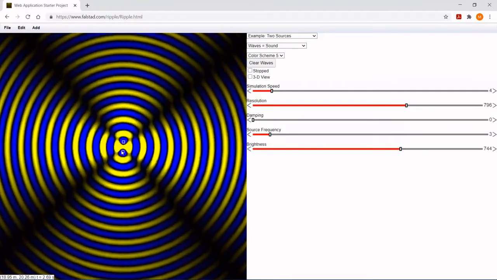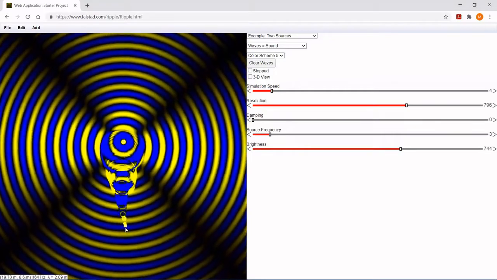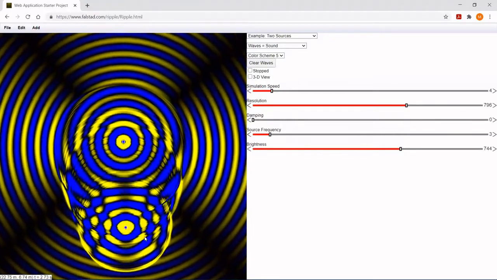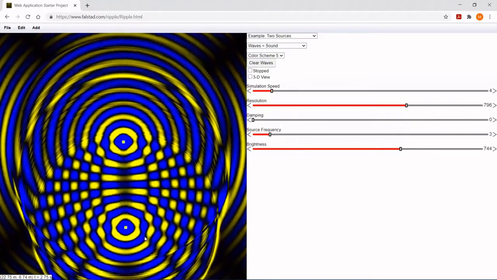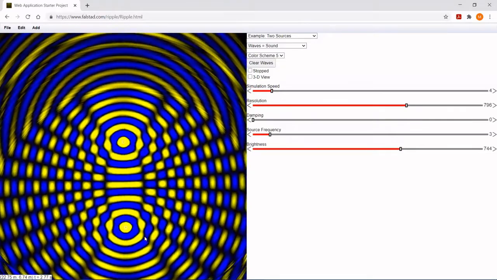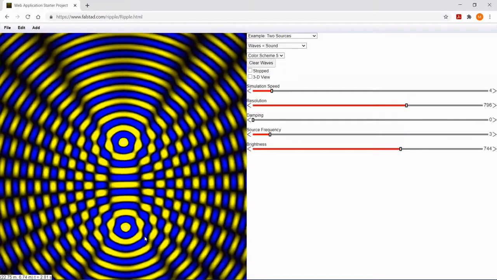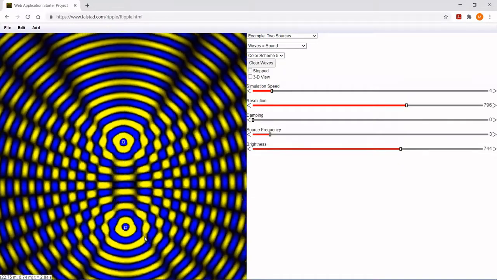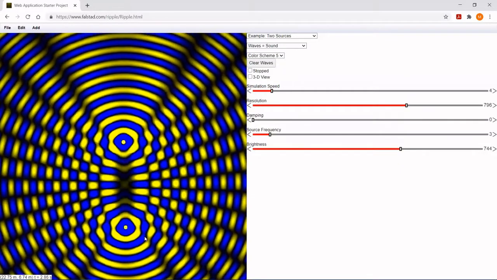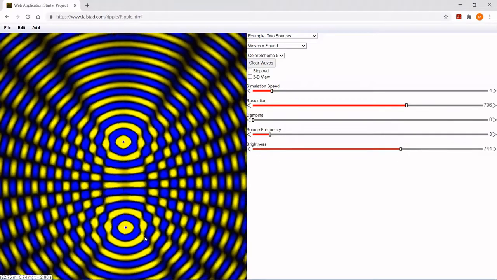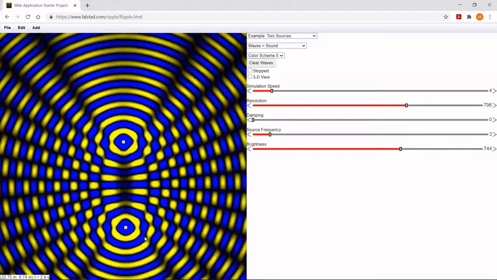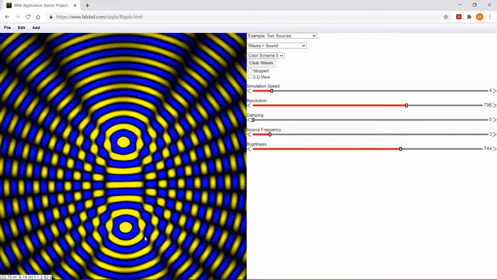So let me separate these further again. And we'll watch what happens to the nodal lines. Now they're much closer together. All right? So after you've seen it, it's easier to imagine it when we're looking at equations. The farther apart these sources are, the more bunched together the nodal and antinodal lines are.